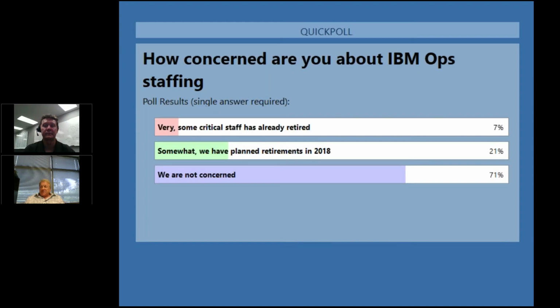So interestingly, only 7% are quite concerned, and about 20%, 21% are somewhat, because they've got people coming up. But the vast majority of people here, 2/3 to 3/4, are saying that they're not concerned about that. So they've got things covered on the staffing side.